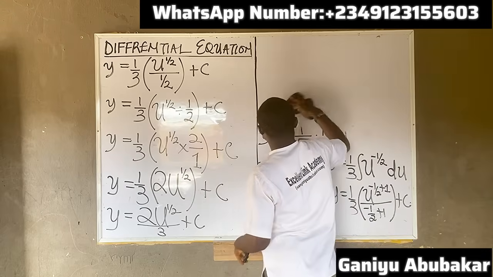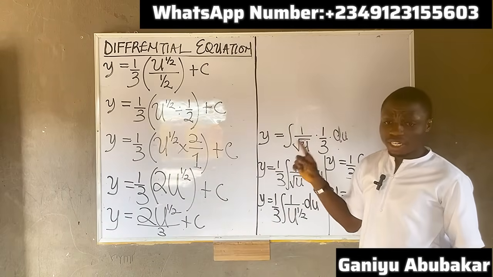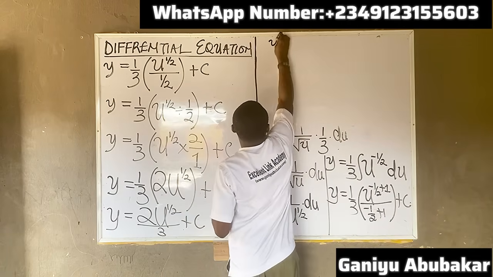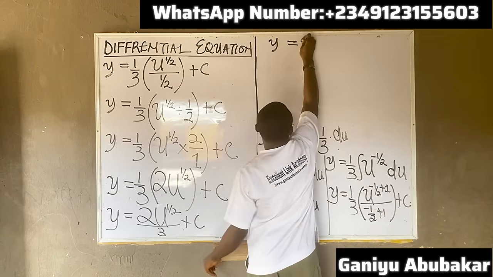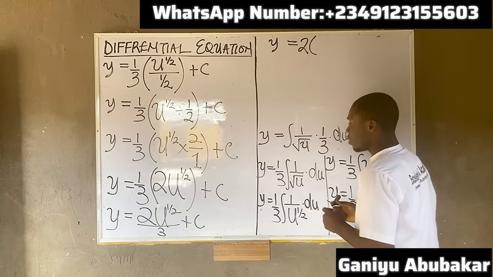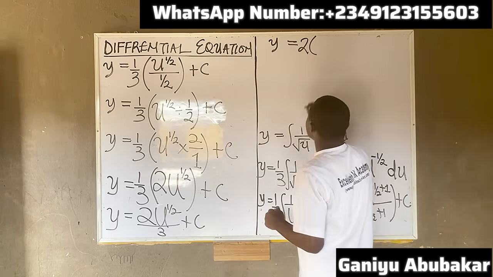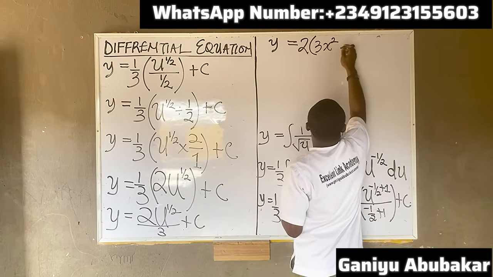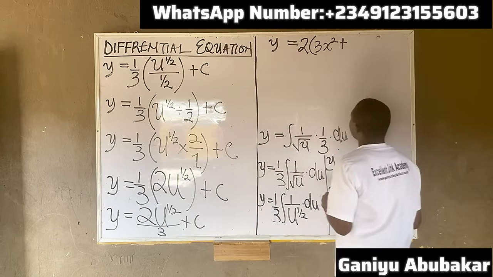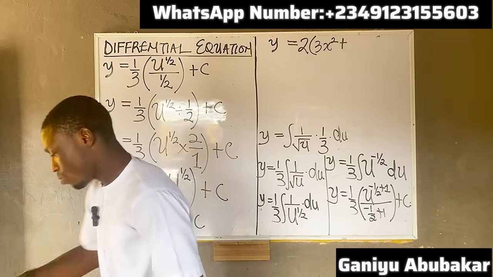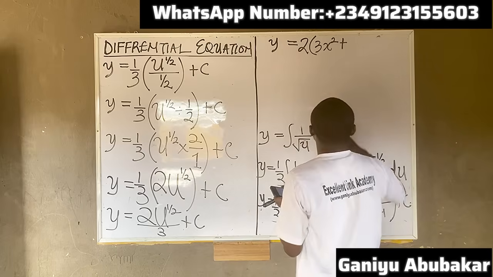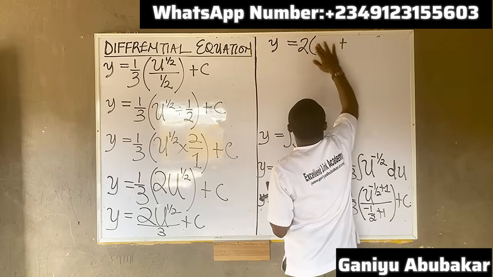This is why I have to give you as many examples as possible under this method so you can get it right. So from here, y is equal to 2 into, what is u? You said u is, I've cleaned the board. You said u is 3x squared. Let me check. We said u is x cubed plus 3x squared.